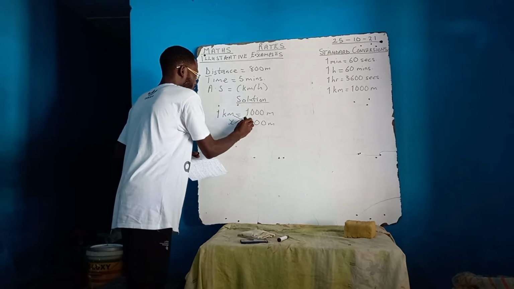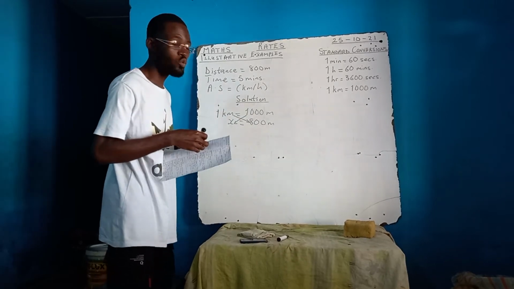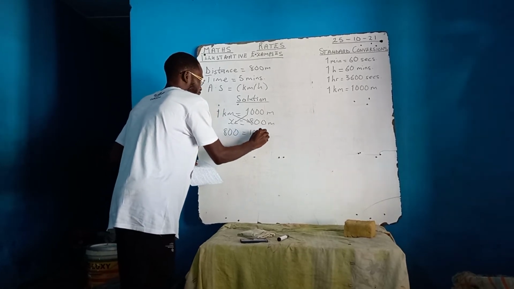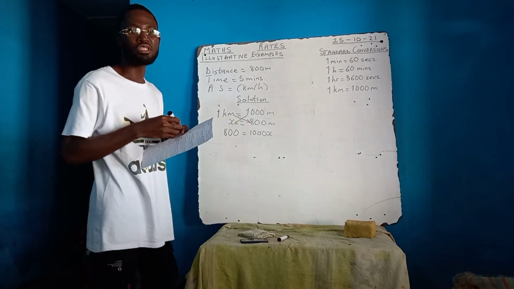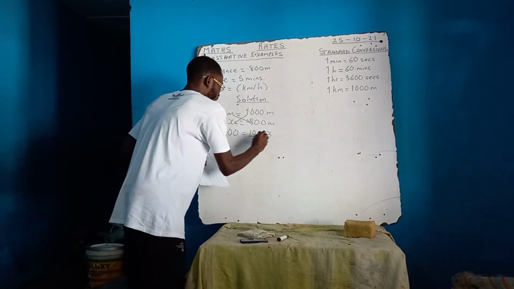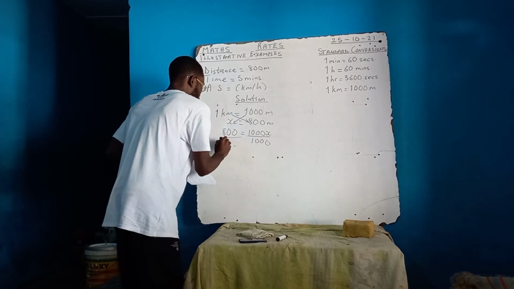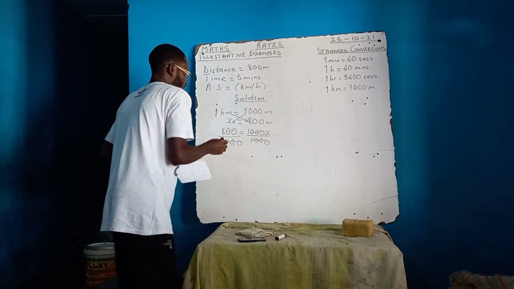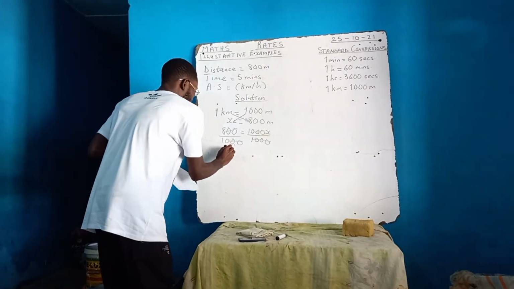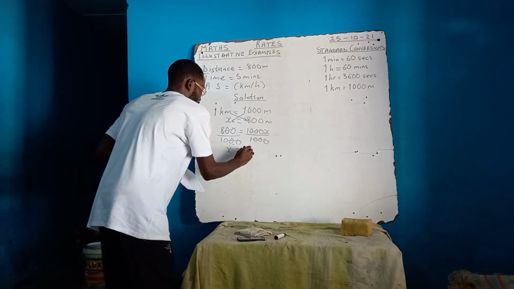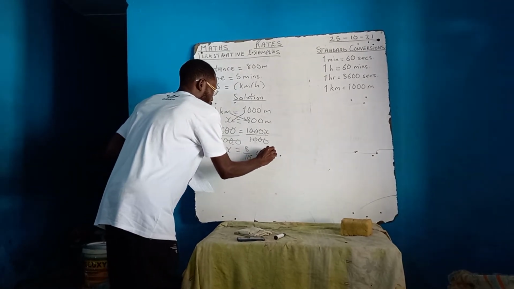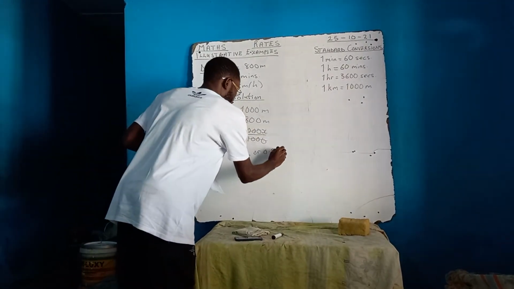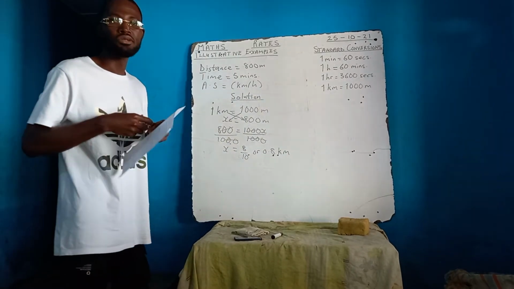So we have it this way. We have 800 times 1, which gives us 800, and then we have 1,000 times x, which gives us 1,000x. So we divide both sides by 1,000, and then we have x equal to 800 over 1,000, which is 8 over 10, or 0.8. I trust you get this. So we could add our kilometers to the new value here.